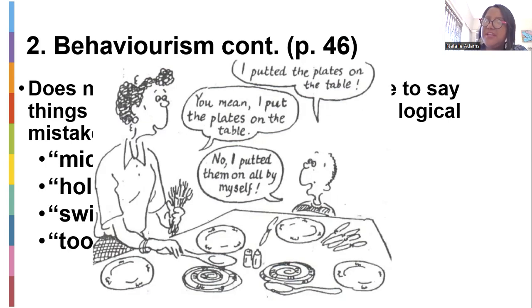But the thing about the behaviorists is that they can't explain how a child will say "hold it", for example, when they've never heard it before, yet they start out saying that. If you listen to children, you would sometimes wonder why they say "put it" or "hold it", strange words that I've never ever heard before. Here's an example of what I mean. I put the plates on the table. And then the child said, you mean I put the plates on the table? And the child insists, no, I put them on all by myself. So how is it possible that they have learned how to say it, yet they've never heard it before? And in the natural environment, it was not something that a teacher would have said in a lesson plan, but yet they insist on using these types of words. And this is the one thing that the behaviorists can't explain.